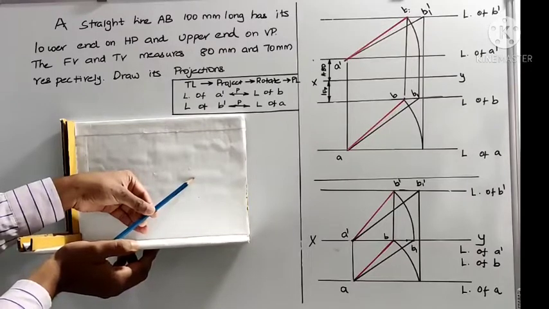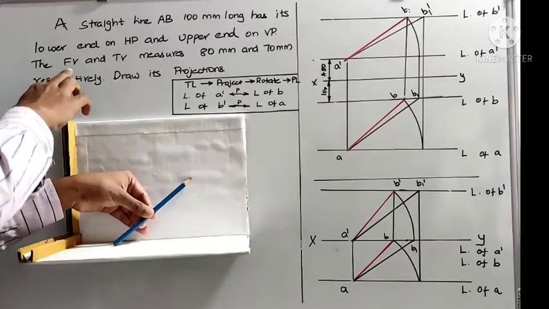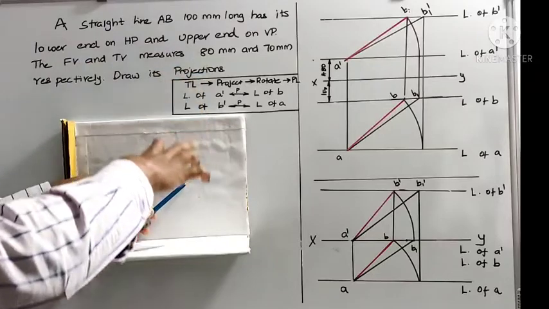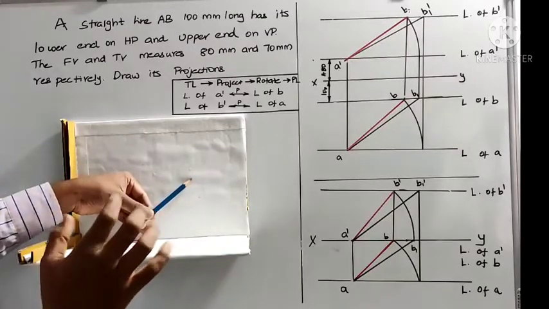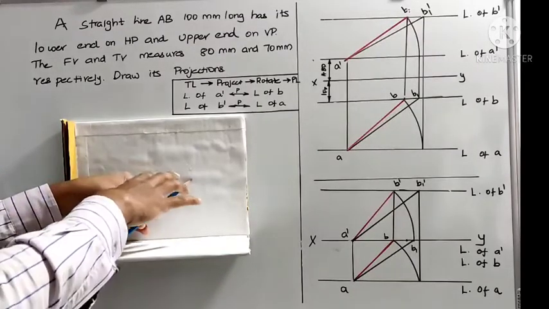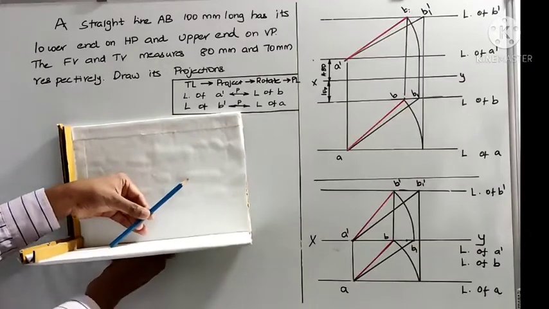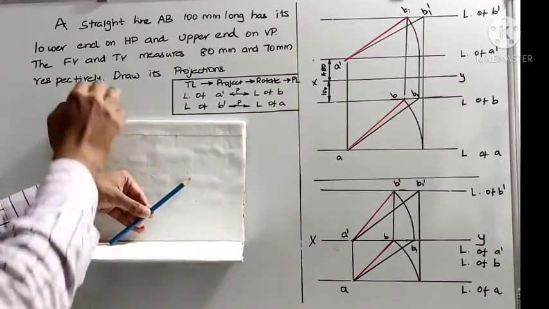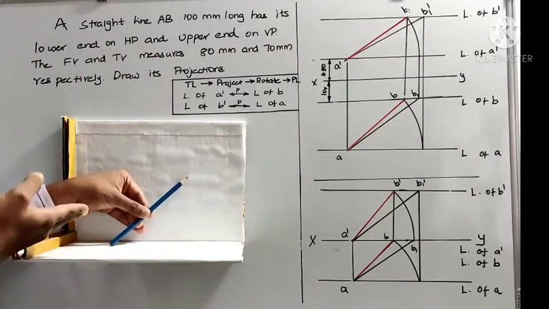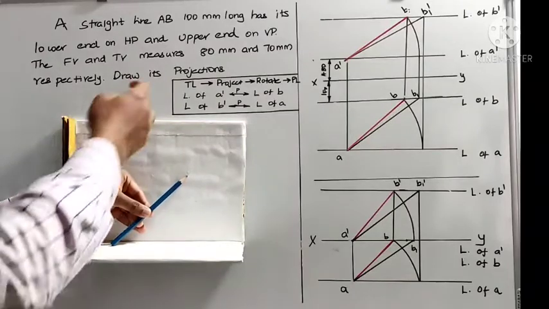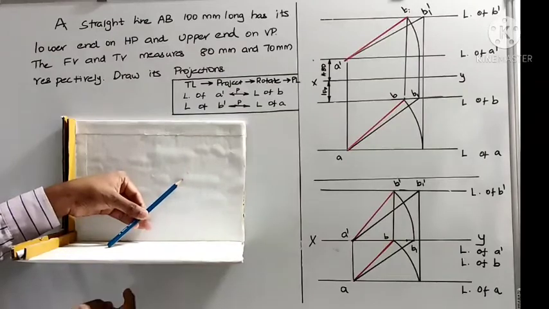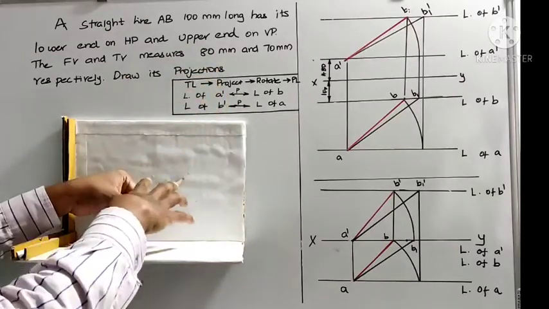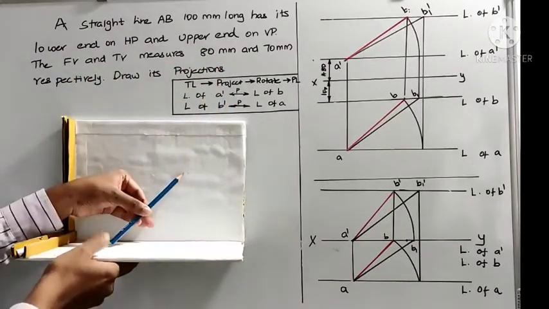So you need to draw the projection when the front view measures 80 mm and the top view measures 70 mm. If you see from the front view, you will see a projected length less than 100 mm, obviously, because it's inclined, right? So we'll get less than 100 mm, which is nothing but 80 mm in the question. So you need to position the angle in such a way that it measures 80 mm in the front view and 70 mm in the top view.